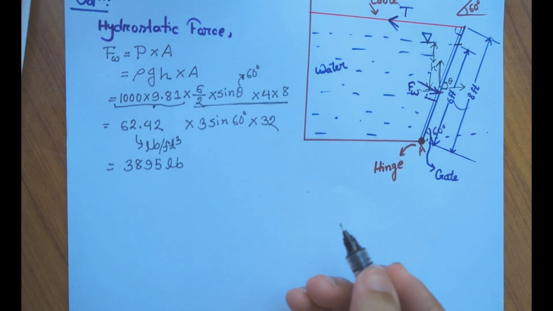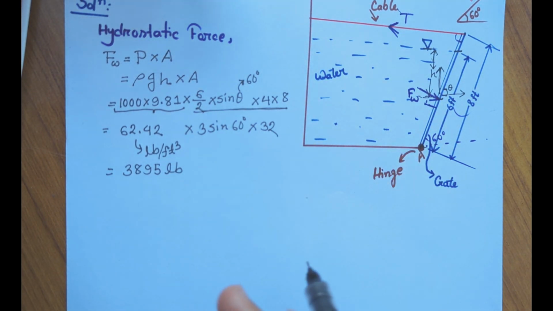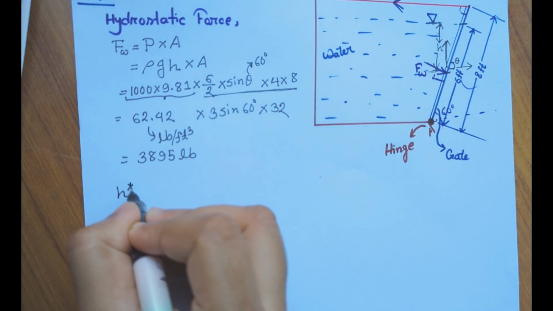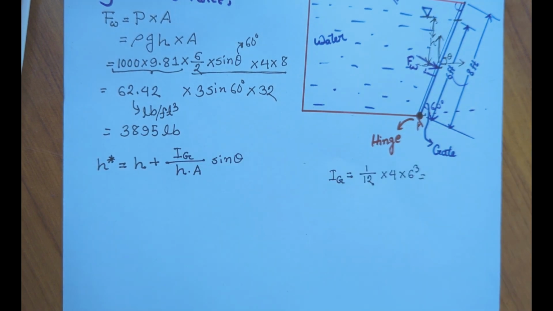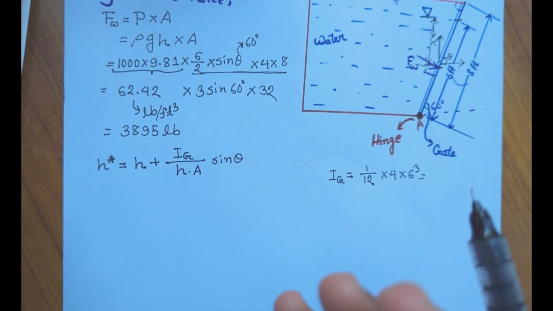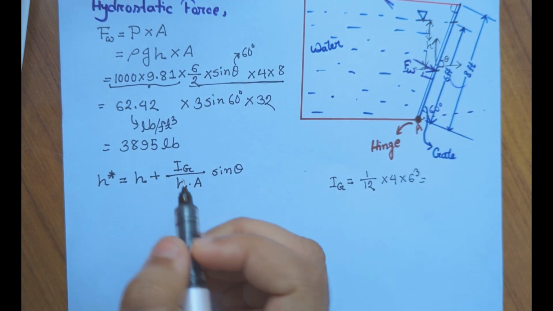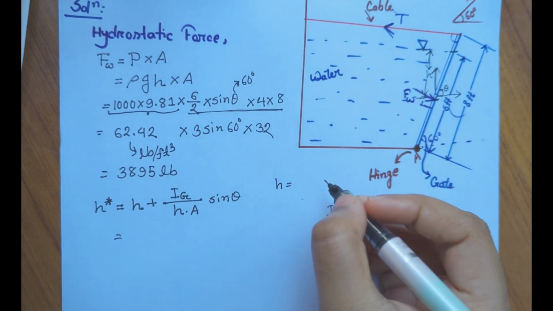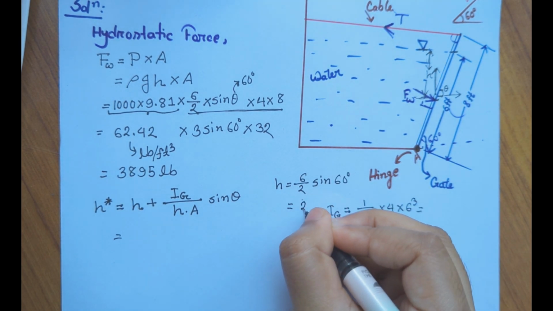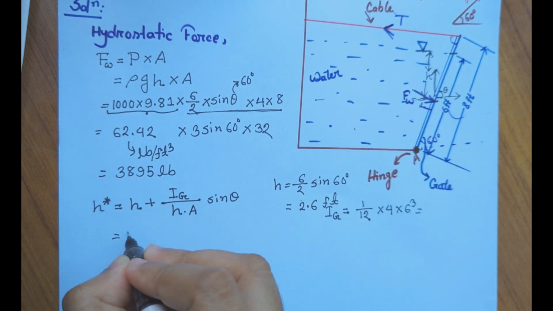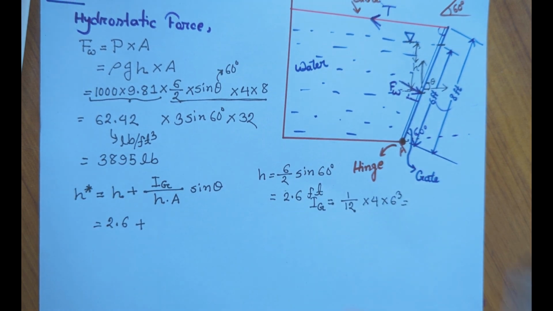And now we will find the point where our hydrostatic force works, not the centroid. This is the point where all the pressure force works, which is h star. We already know the formula for an inclined surface. h star equals, this is the formula that we have from the previous video. Here, the distance of the centroid from the free surface is h. We have already found h, which is 6 divided by 2 into sine 60 degrees. This is 2.6 feet. So we will use this value, 2.6, plus Ig, the moment of inertia about the centroid.